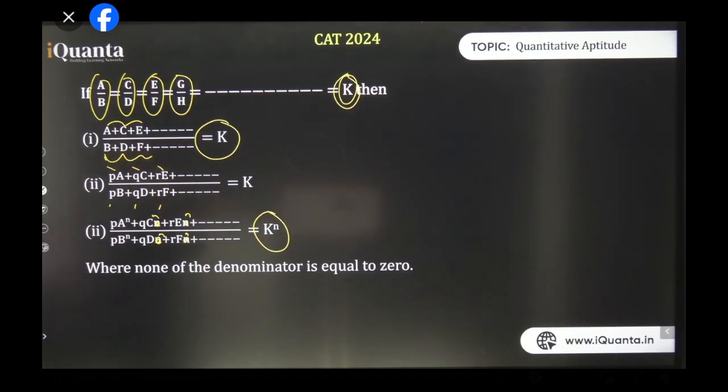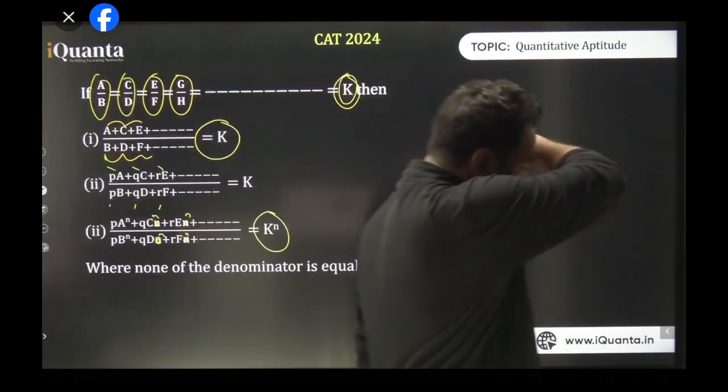P is any constant. P, Q, R, they are any constants. It may be 2, 3, 4, whatever. Okay, just like K, an arbitrarily chosen constant. P, Q, R are arbitrarily chosen constants. Abhishek, go ahead.